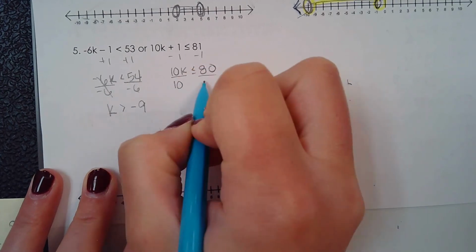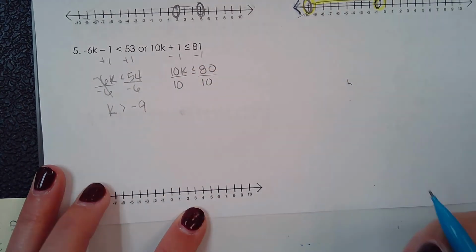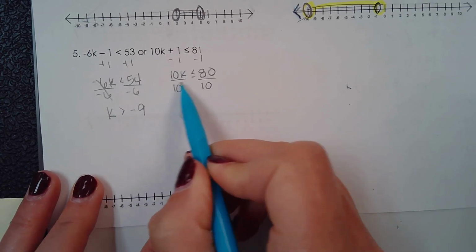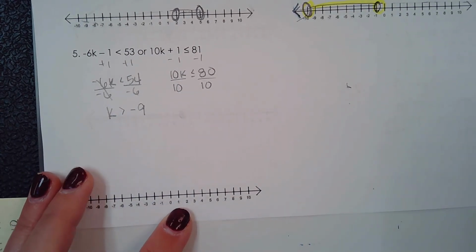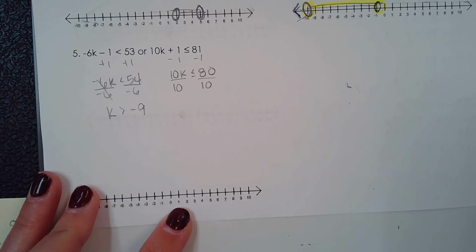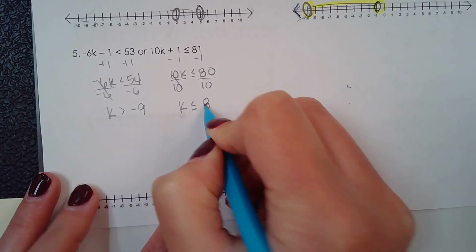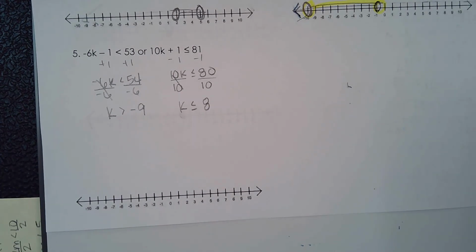Do you know why we're dividing by 10? So we're trying to get k by itself. And what operation is happening if they're touching like that? What does 10k mean? Right, so it's multiplying. So to undo that, we're dividing. Yeah? So k is less than or equal to 8. That okay? Questions?